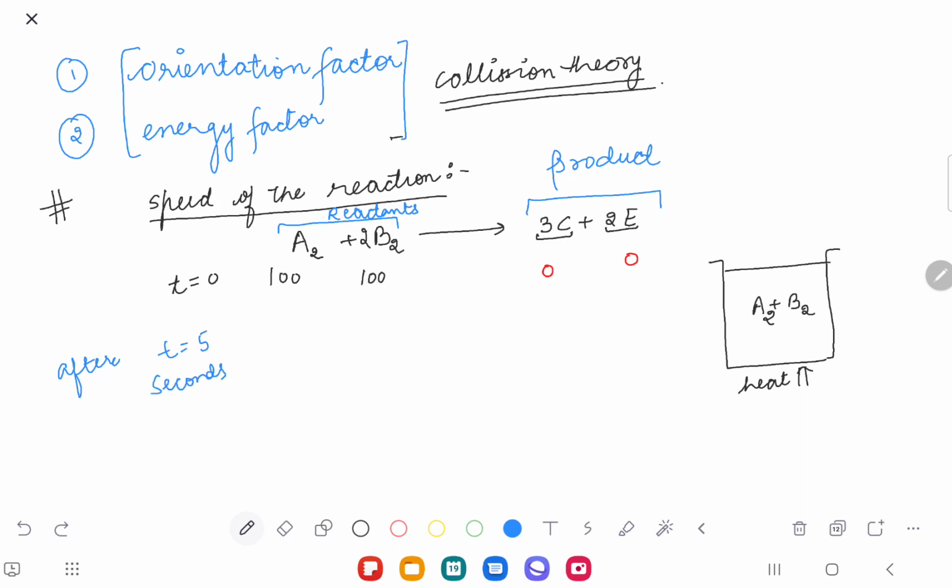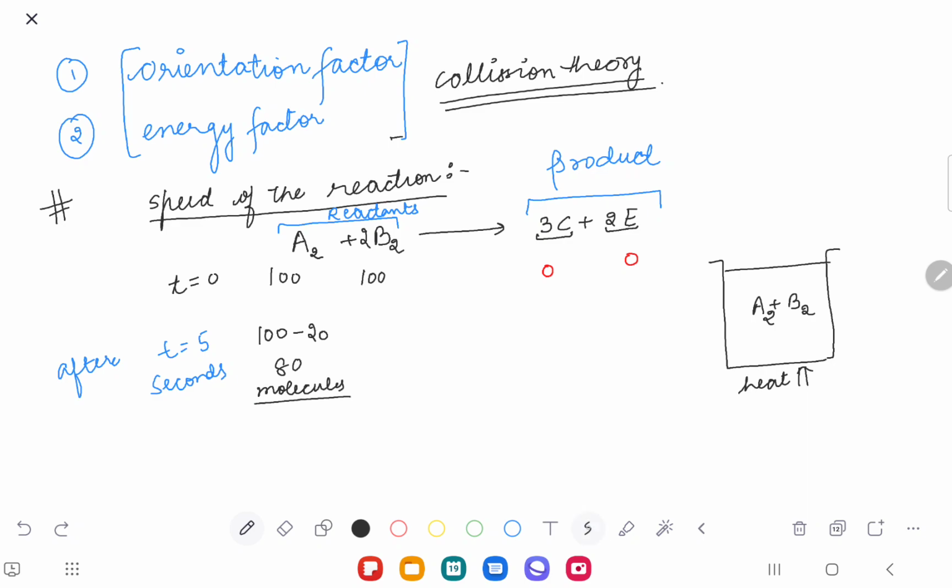So let us suppose I say that 20 molecules of A2 have been used up. Let us suppose. So how many of these molecules am I left with? I am left with 100 minus 20. That means I am left with 80 molecules. Yes or no?